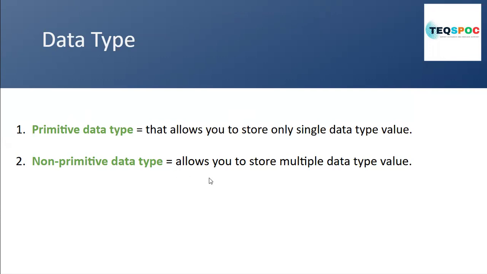A non-primitive data type, like a class, lets you create different types of variables inside the class. Then you have an array, where you can store multiple values. Then you have a string, where you can add alphabets and numeric values also. So that is a non-primitive data type, where you can store multiple data values inside the data type.